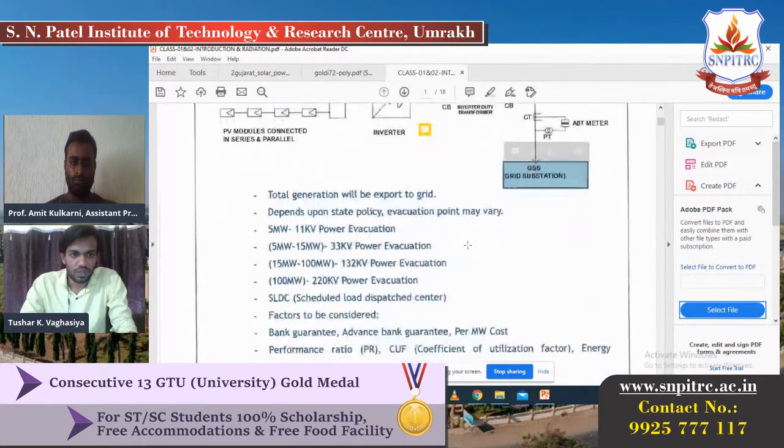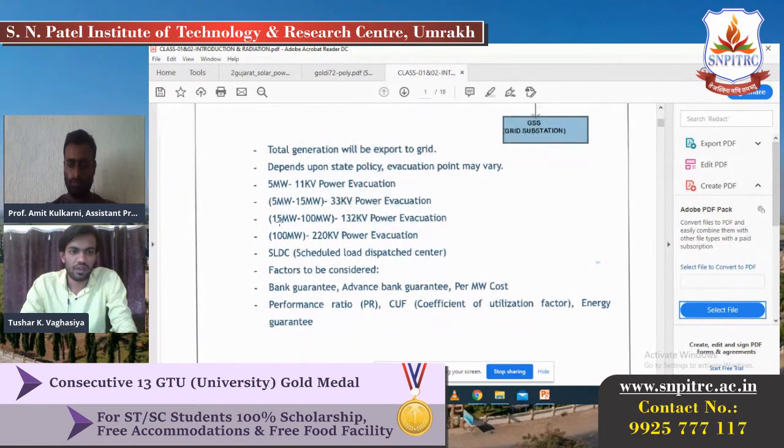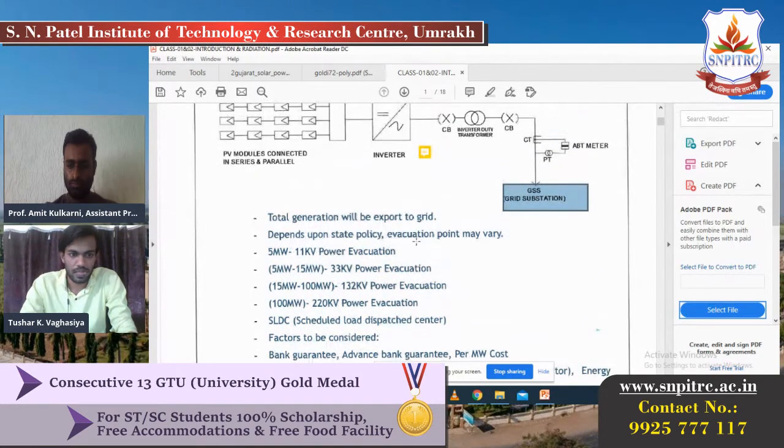By using the step-up transformer, we convert the voltage level and supply power to the nearest grid substation. As a thumb rule, if your power plant is 1 megawatt to 5 megawatt, your evacuation point is 11 kV. If 5 megawatt to 50 megawatt, it's 33 kV, and if 15 megawatt to 100 megawatt, it's 132 kV. Above 100 megawatt, power evacuation is at 220 kV.